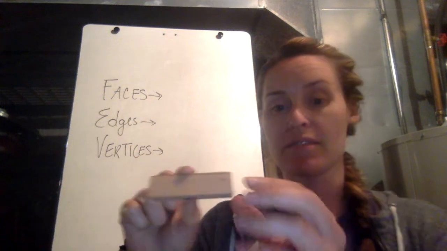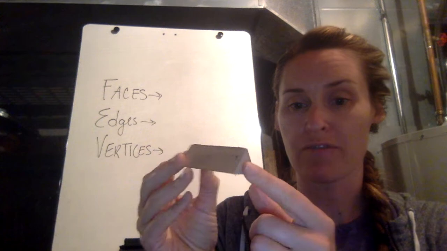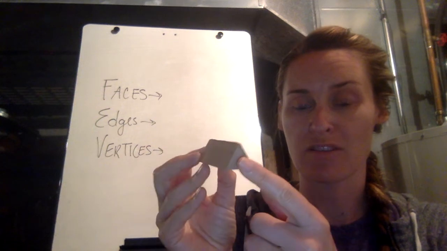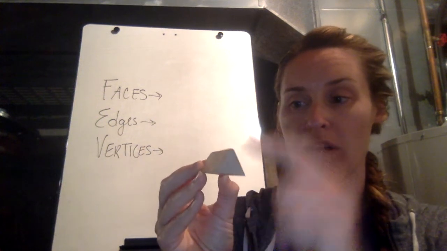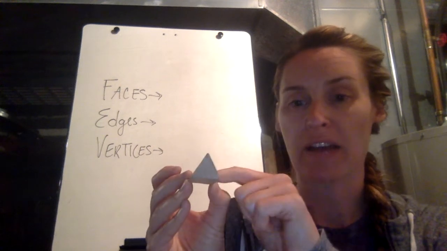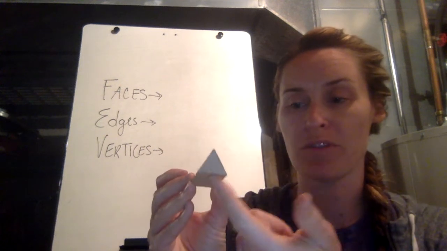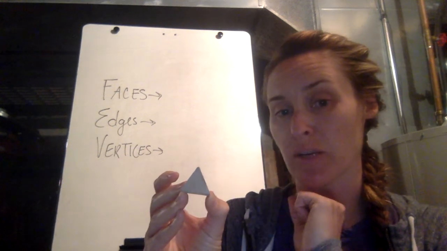So faces, you want to think about how many faces does it have. So I'm going to try and figure out how I can show it to you so you can see it the best. So there's a left and a right side and a bottom. So that's 1, 2, 3. And then there's a front and a back, right? So 1, 2, 3, 4, 5. So 5 different faces of a triangular prism.